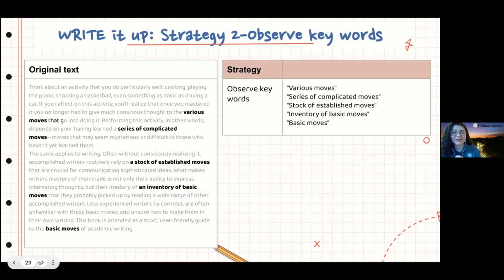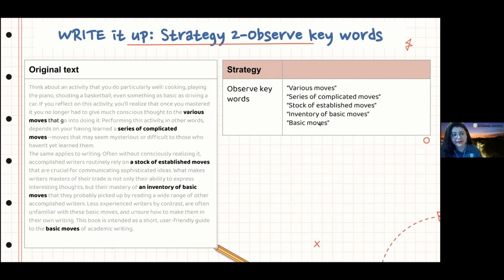So our second strategy is to observe key words. Sometimes these could be verbs that pop up very often. Sometimes these are words that are repeated. And in this particular example, I've grayed out most of the words of the original text. And in bold, I've made some of the other words that repeat or pop up.